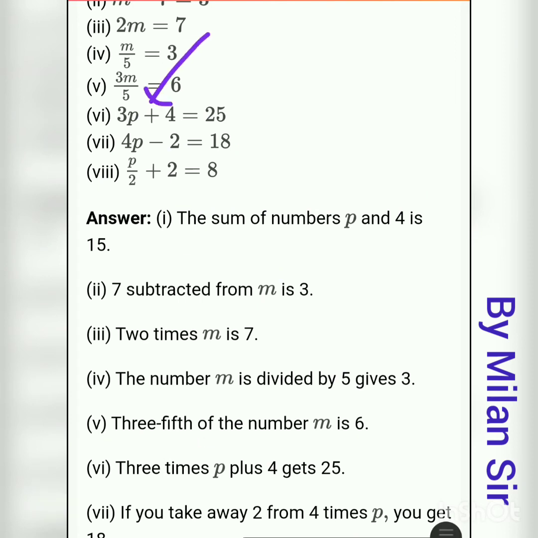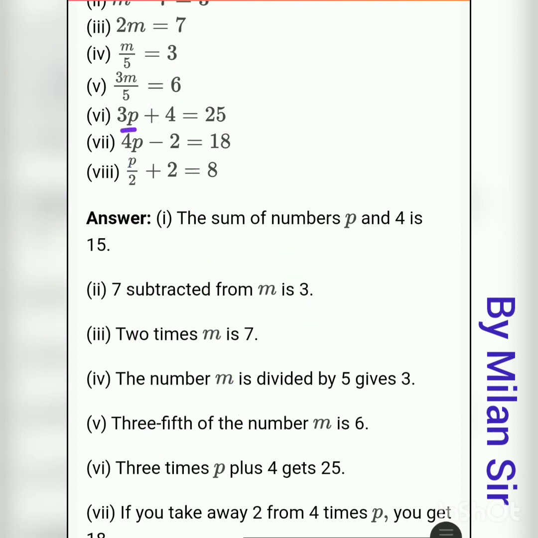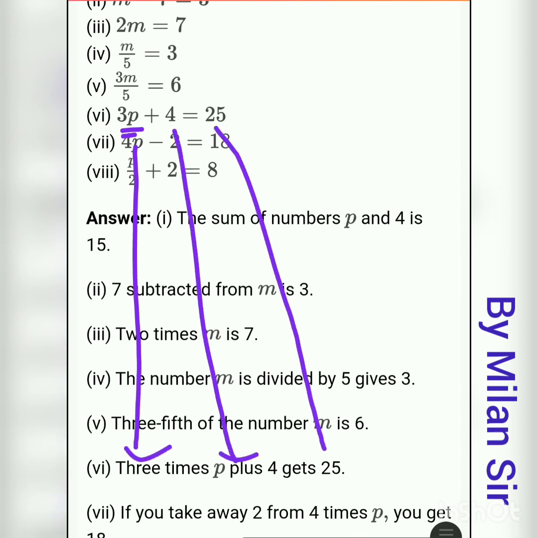Now here 3p plus 4 is equal to 25. So 3p, that means 3 times p, multiplication is there. So 3 times p plus 4 gives 25. So 3 times p plus 4 gets 25.